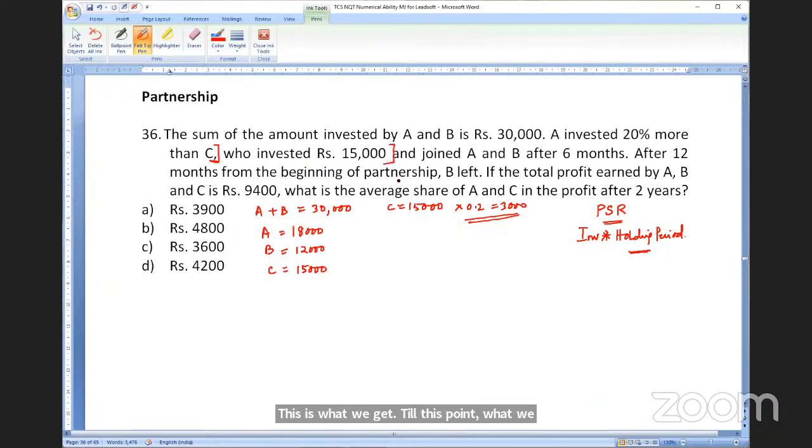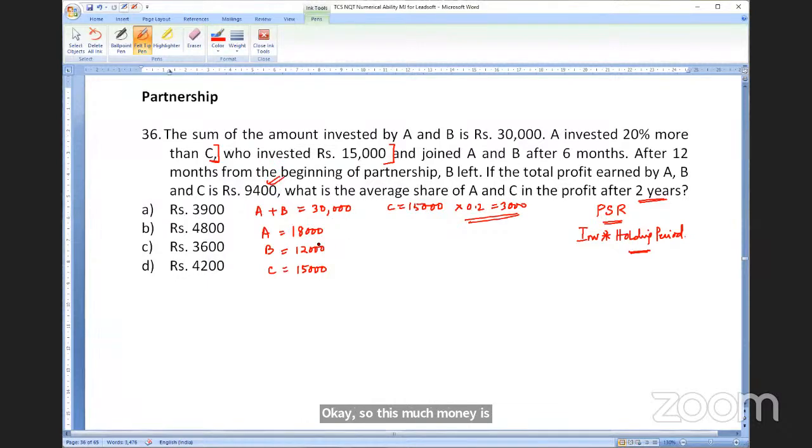C joined A and B after 6 months. After 12 months from the beginning of the partnership, B left. If the total profit earned by A, B, and C is 9400, what is the average share of A and C in the profit after 2 years? Okay, so this much money is earned after 2 years.